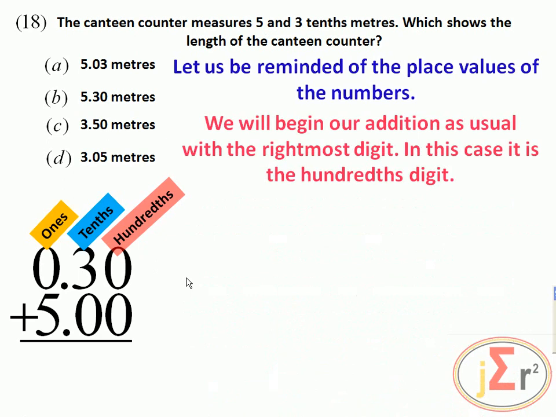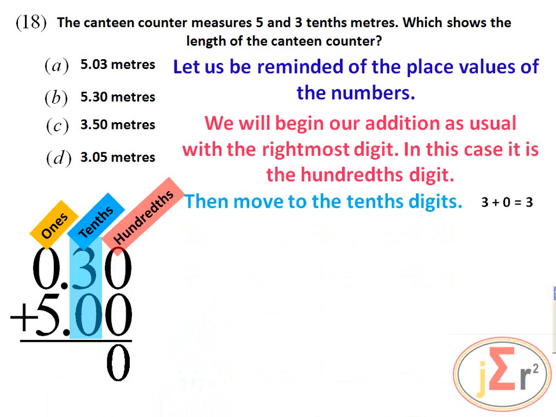We will begin our addition as usual with the rightmost digit, which is the digit of least significance, the digit with the smallest place value. That one, the one at the right, that is where we will begin. In this case, it is the hundredths digit. Well, we can add those. 0 plus 0 is equal to? 0. What about 3 plus 0? 3. What about 0 plus 5? 5. Do we do that?